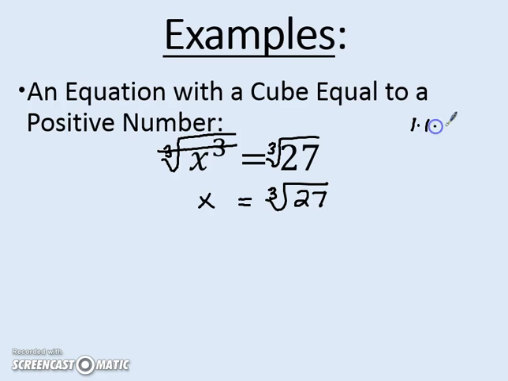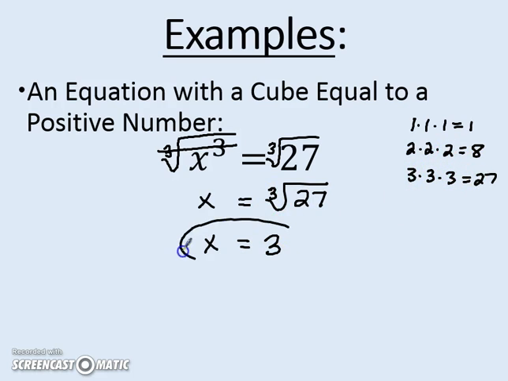Well, 1 times 1 is 1, times 1 is 1. 2 times 2 is 4, times 2 is 8. 3 times 3 is 9, times 3 is 27. So our x is equal to 3, and only positive 3, because a positive times a positive times a positive makes a positive.